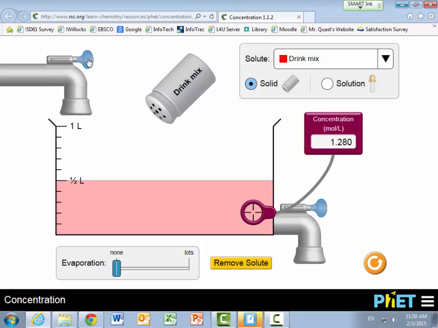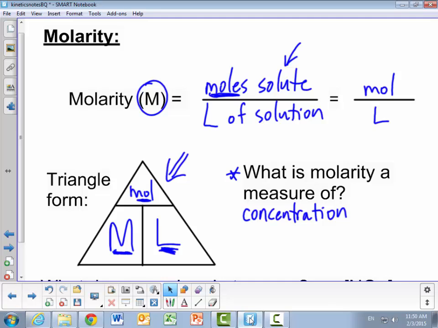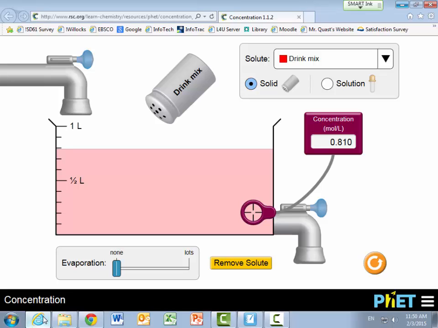Now if I put more water in, what I'm doing is diluting my solution. So if we go back to our equation, at first by adding more drink mix, I was increasing my moles of solute. Well, if you increase the numerator in a fraction, it's going to make the whole fraction increase. Then when I added water, I was actually increasing the denominator. Well, when you increase the denominator for a fraction, you actually make the whole fraction smaller. Thus, you can see that as I add more water, watch the molarity, it goes down because I'm now diluting my solution.